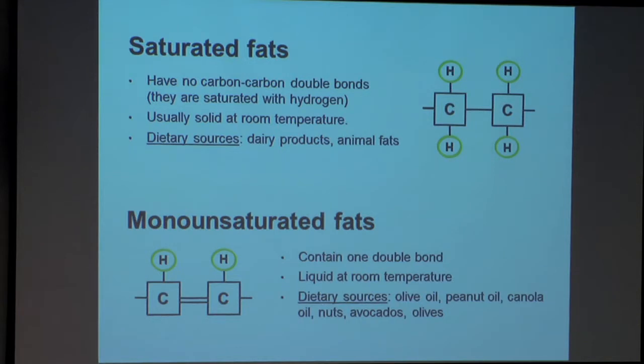But once you start to get into the types of fats that have at least one double bond, you're going to see that they're going to be liquids at room temperature. So monounsaturated fats obviously have one carbon-carbon double bond. You're going to find those primarily in olive oil, peanut oil, many of the cooking oils that we might use, canola oil, nuts, avocados, and olives.